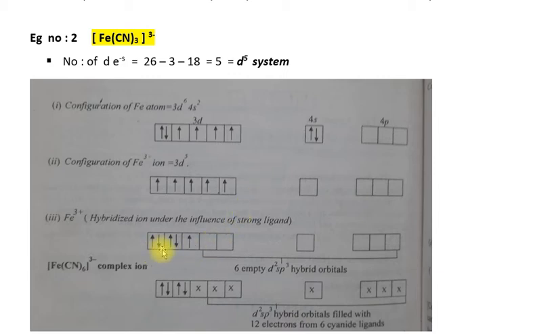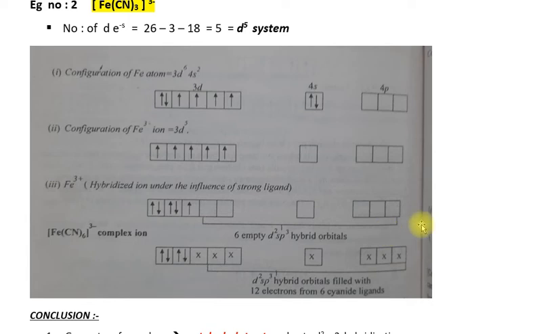Therefore, since it is a strong ligand, the pairing up will take place, and after that the 2 vacant d orbitals are available for the formation of the complex. So these 2 d orbitals are used here, that is d2, and 1 s orbital and the 3 p orbitals undergo hybridization to give d2sp3 hybrid orbitals, and these d2sp3 hybrid orbitals will combine with the ligands CN to form the complex Fe(CN)6 3-.